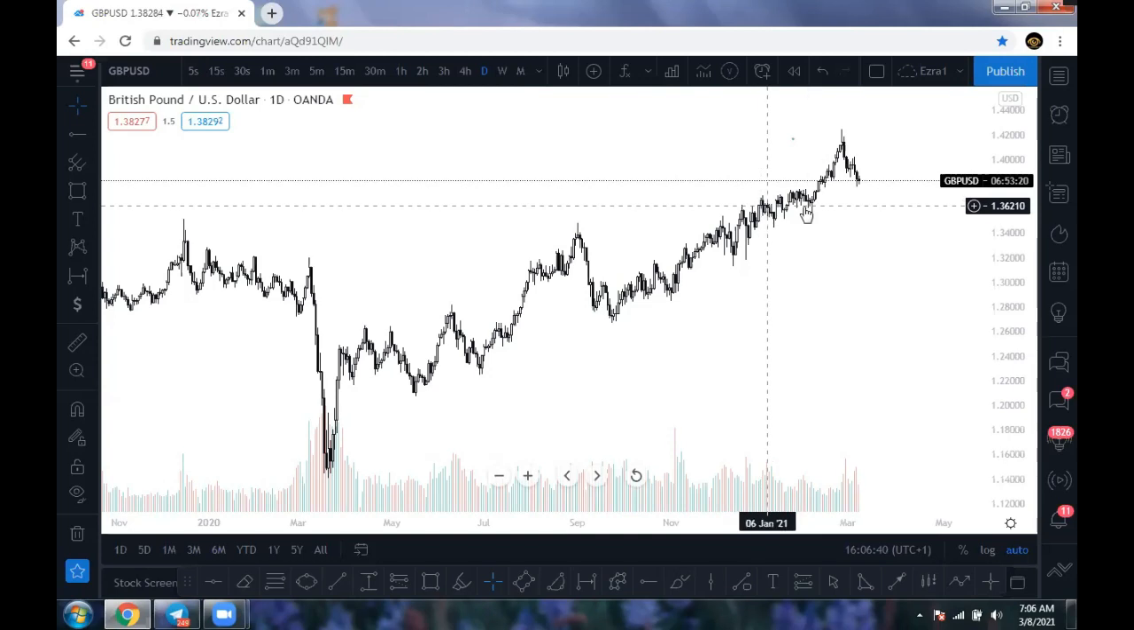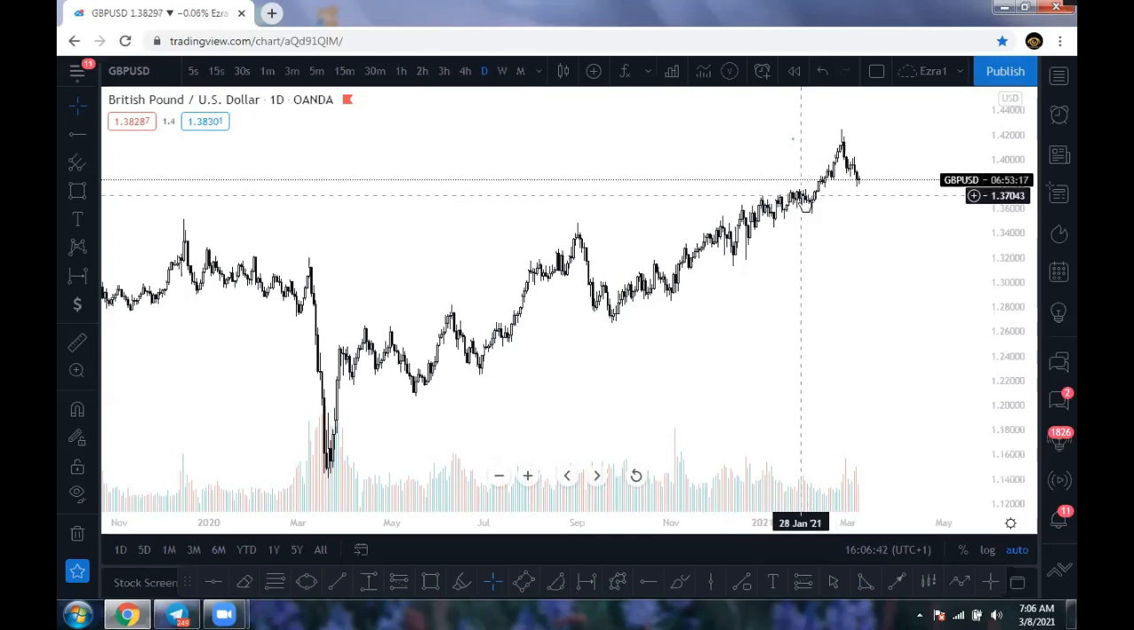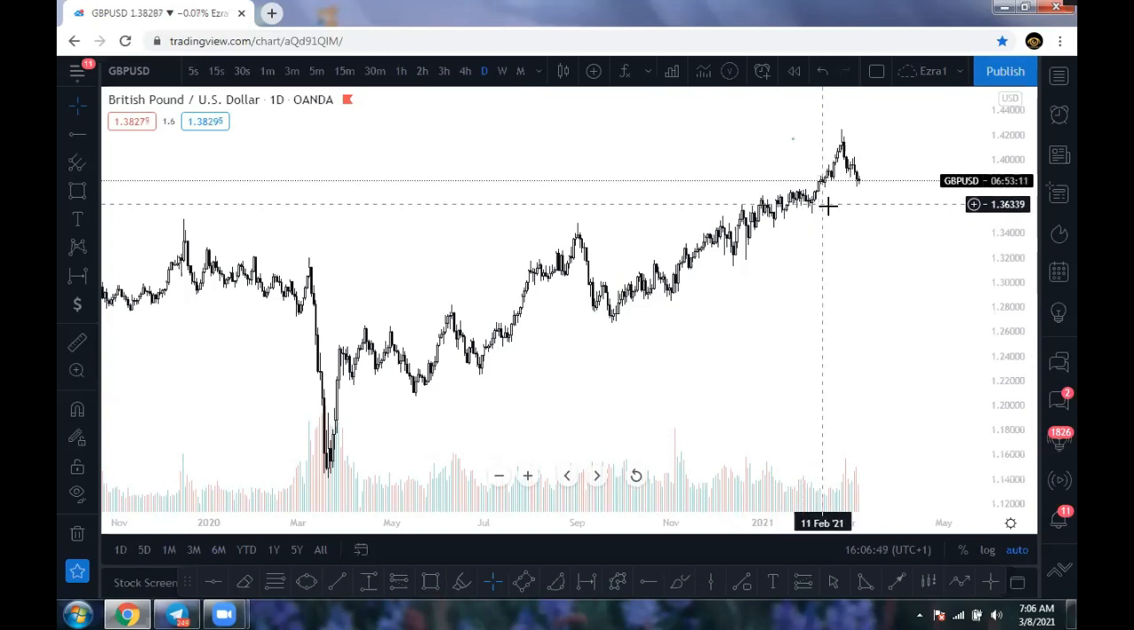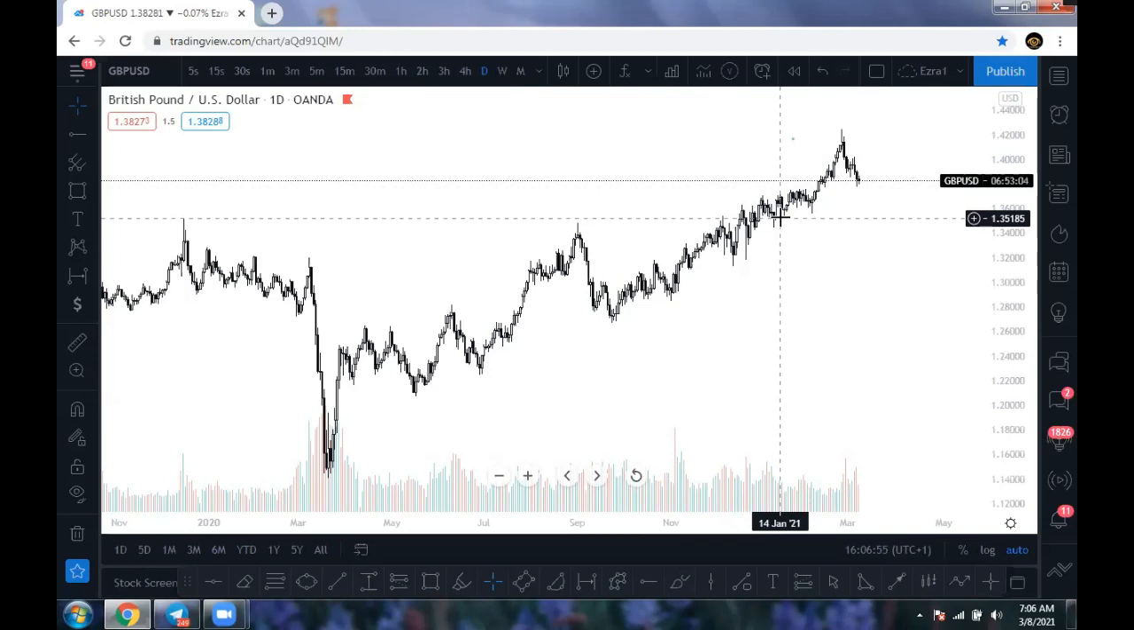So try to backtest. Now the assignment that we give is to backtest the weekly opening, the daily opening, then the high of the day, how price is reacting with the high and the low of the day. Backtest it.